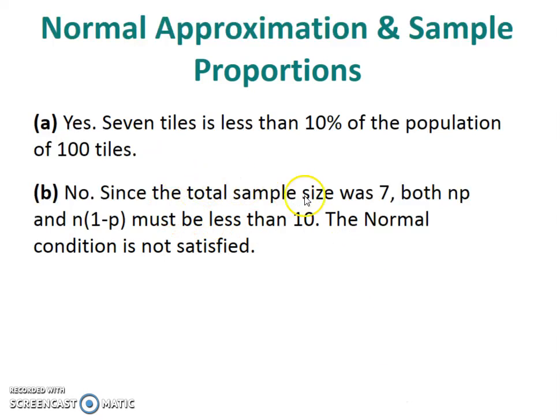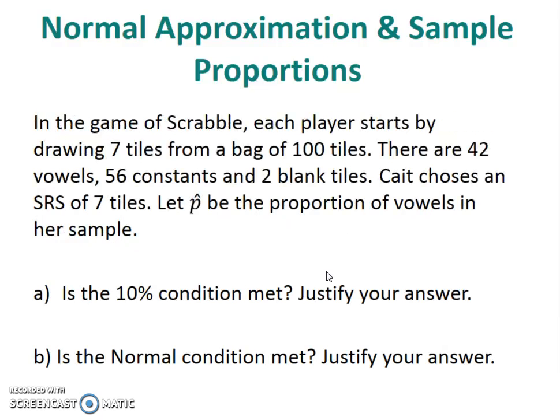So, the sample size is 7. N times p and n times 1 minus p must be greater than or equal to 10. Okay, so I think I got cut off, but that's okay.